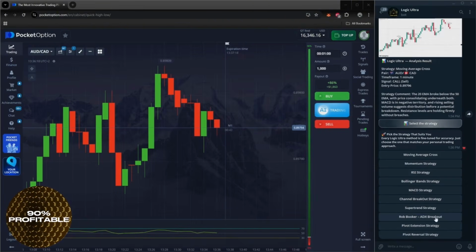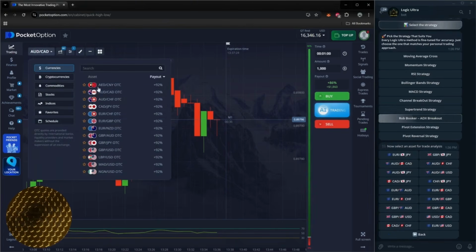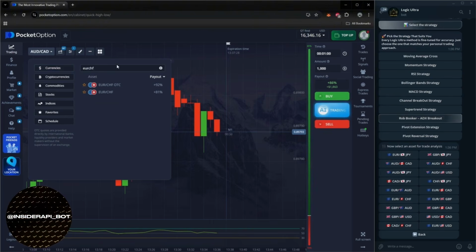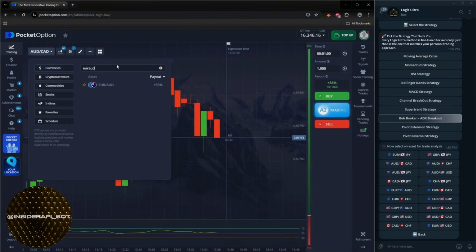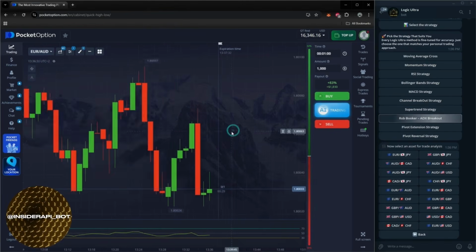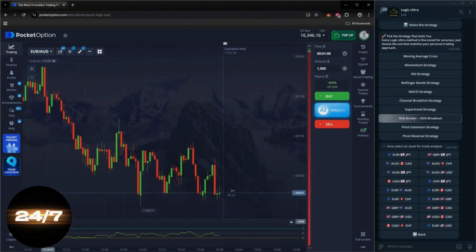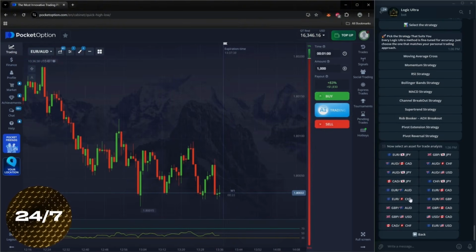Now let's go a little bit deeper here and select Rogue Booker ADX breakout. We're gonna change our trading asset. Let's check if we have everything better here. Swiss franc kind of mid, and Euro Australian dollar should be solid. Not the best situation here. We have a consolidated market, so let's go ahead and try to make something happen.